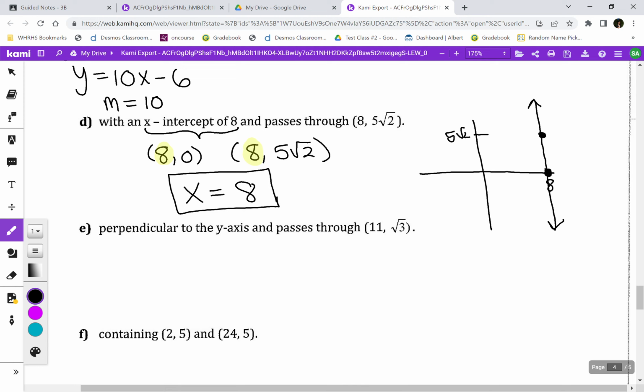Isn't that what that line would look like if you did a quick sketch? So you can always try to sketch if I give you 2 points to get an idea of how it looks.